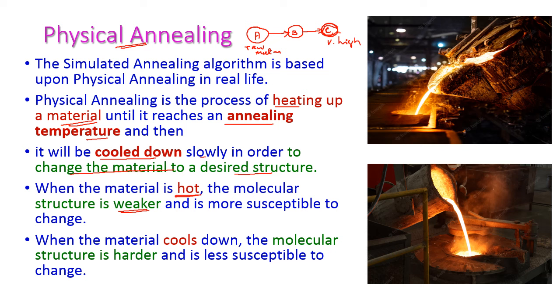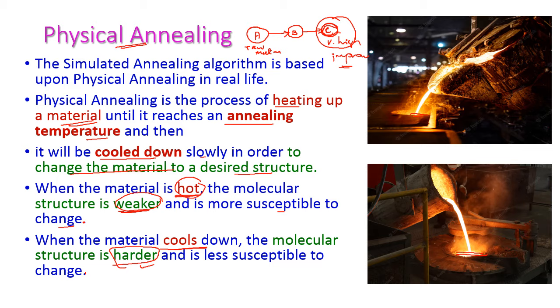Okay, if the material is hot, then this is in the liquid state. Just like see the diagram, the material is in liquid state, so the molecular structure is very weak. And when the material cools down, then the molecular structure is harder, so that we will get the material with desired shape. Whatever shape we want, in that shape we will get the same material. Hence, the cost of the material will be improved. Okay, when the cost will be improved, if the procedure is correct, then the cost of the newly structured material will be very high.